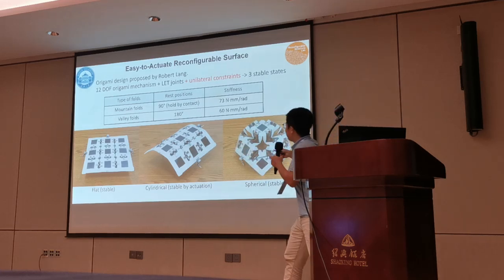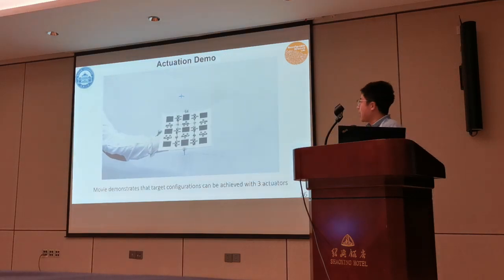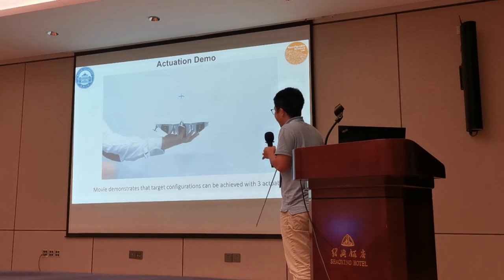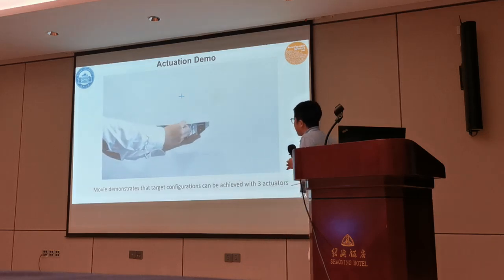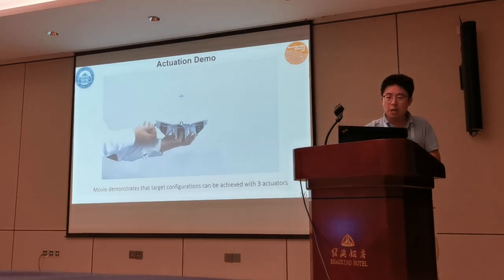Okay, so these are the 3 stable states. You can also notice we add some clips to try really hard to improve the stability. So now I really just realized what I imagined: use 3 actuators, 3 cables, to maneuver.